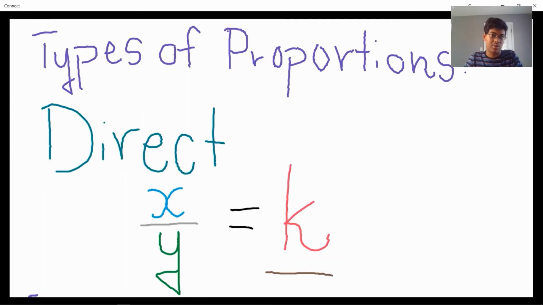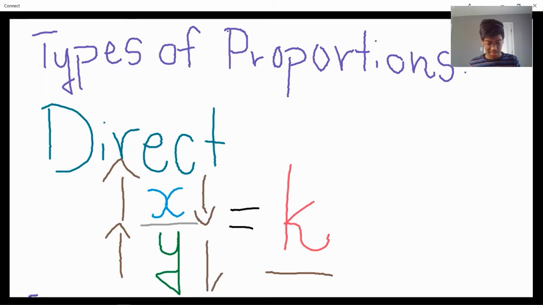Direct proportions are where you have two variables which must maintain a common ratio, and that common ratio is a constant, so k here. And what that basically means is, and this is incredibly important, when one variable increases, the other variable must also increase by the same factor that the first variable increased by. And if one variable decreases by a factor, the other variable has to also decrease by the same factor. And I'll get to what I actually mean by that.